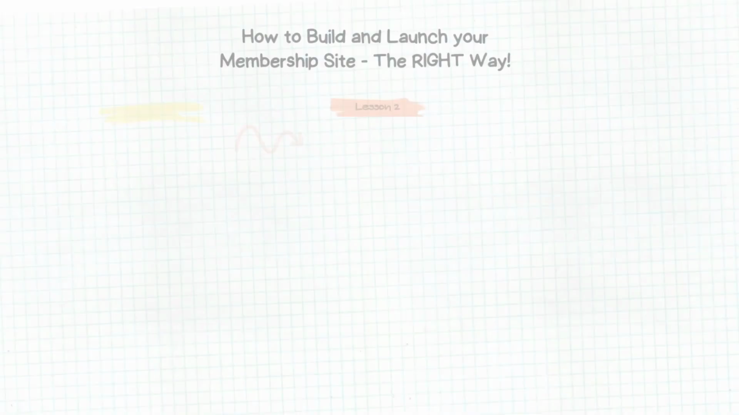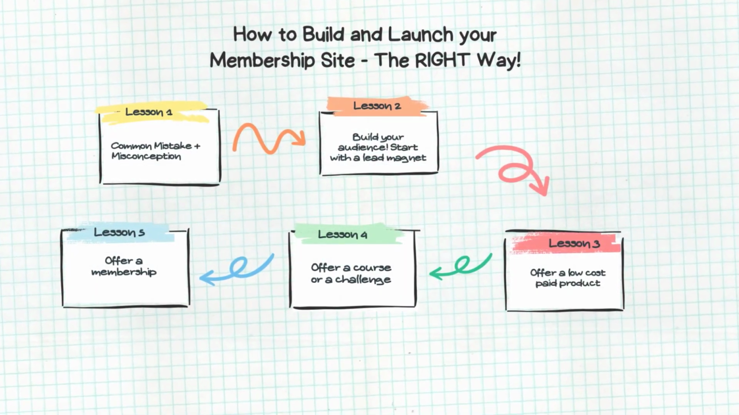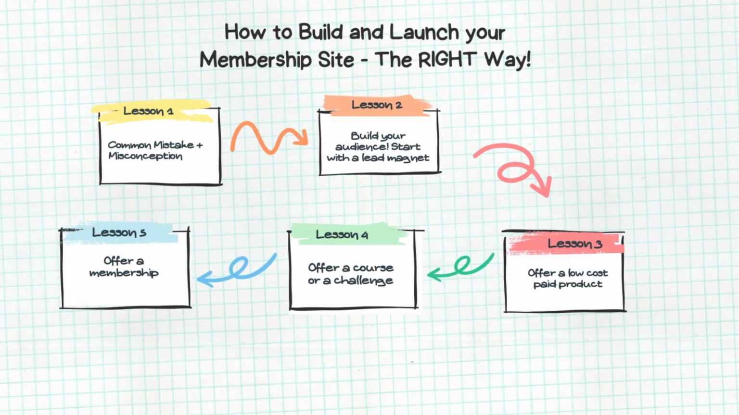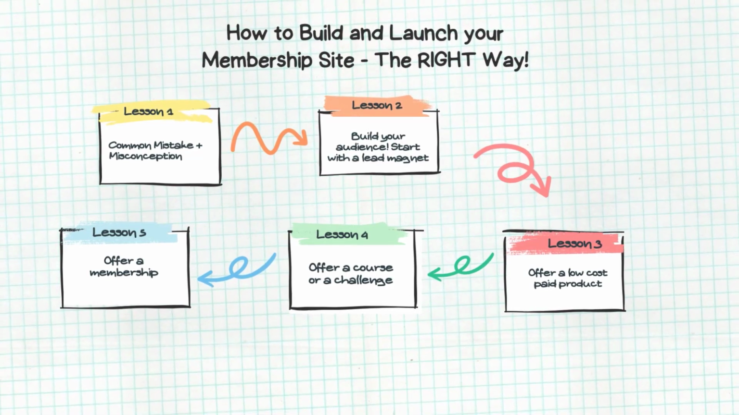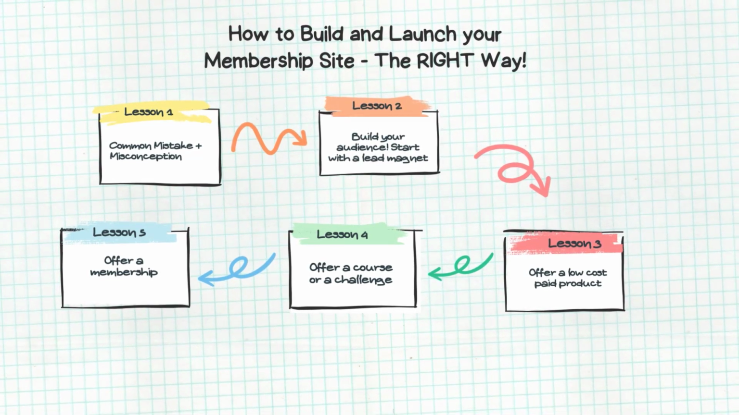Now, this is a short mini course. It's all about membership sites. And lesson number 1 was all about membership site misconceptions, some of the common mistakes people make when they start a membership site, mistakes that you should avoid, and also what's the best way, or at least one of the best ways, to build and launch a membership site and set it up for long-term success. I talked to you about that in lesson number 1.